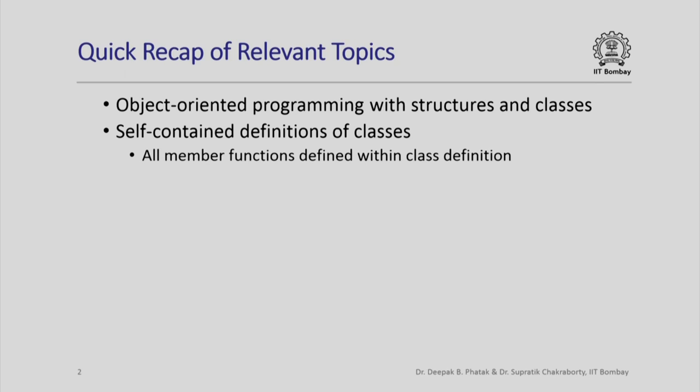We have studied about object oriented programming, at least some important aspects of it with structures and classes. And in this study, we have basically seen self-contained definitions of classes as well as structures. What do I mean by self-contained? It means that all the member functions were completely defined within the boundaries of the class definition.